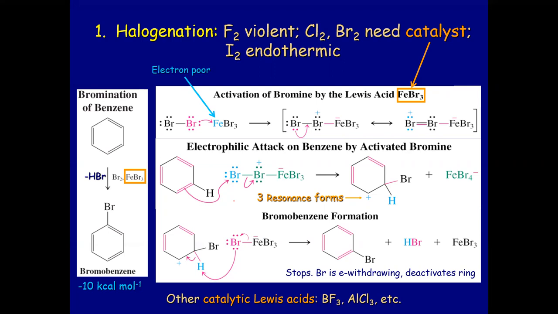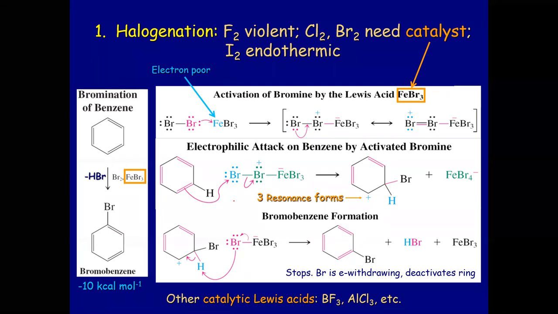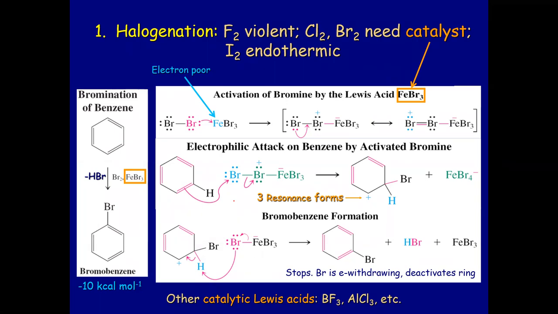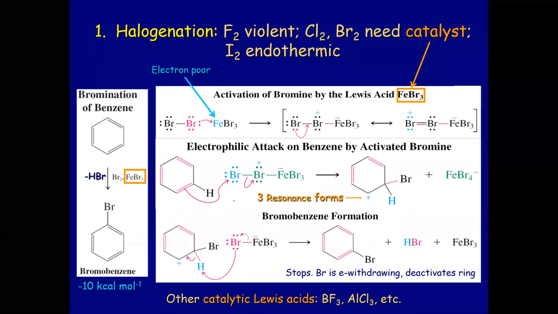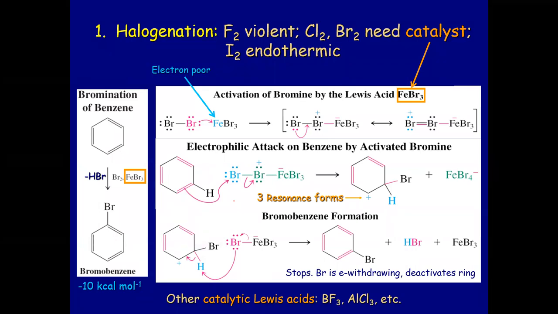Why? Because chlorine will make a stronger carbon-chlorine bond. Bromine will be a bit weaker, so it depends on what you want to do next. So, bromine will react with benzene. But normally, this will be an activated benzene, for example, if you have phenol or phenylamine.